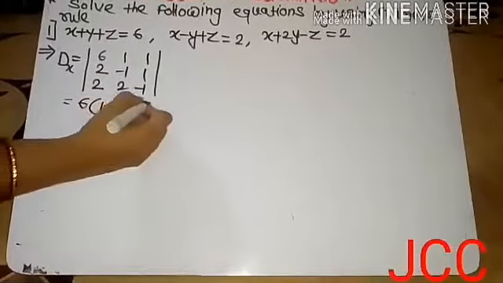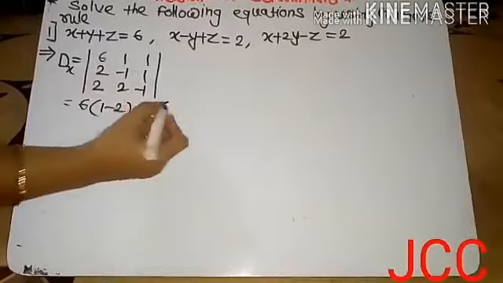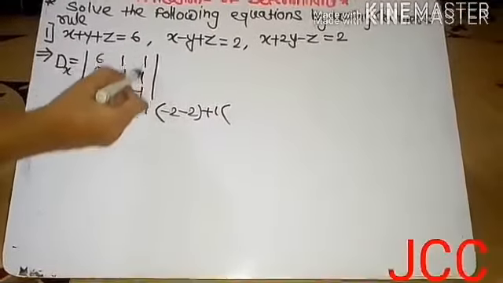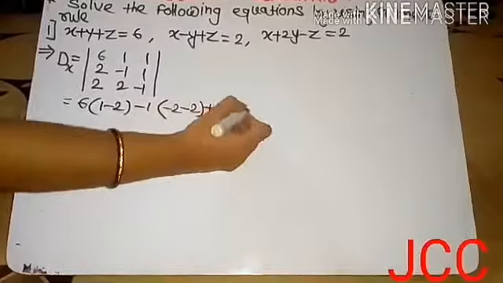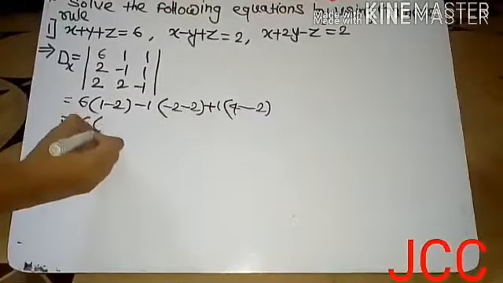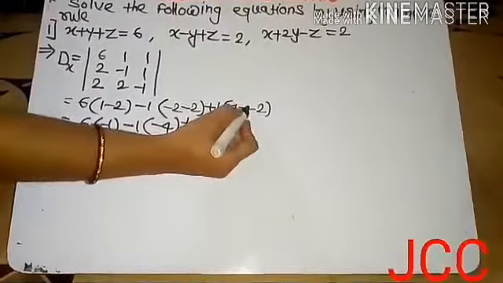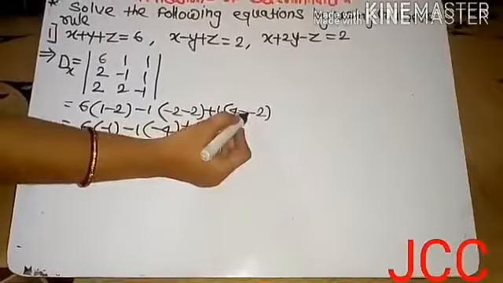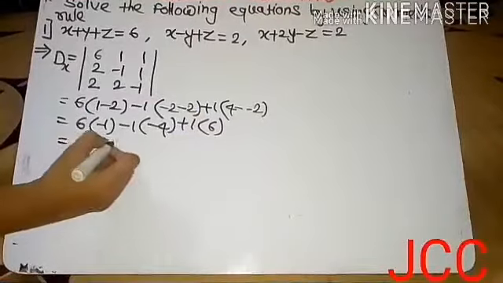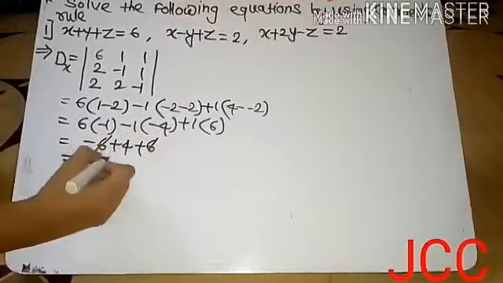1 times minus 2 minus 1. Now eliminate this column and take cross multiplication. Minus 2 minus 2 plus 1. Again eliminate this column. 4 minus minus 2. That is 6 times minus 1 minus 1, minus 4 plus 1. This one is minus minus, 2 times minus, therefore that becomes plus. 4 plus 2, 6. That is equal to minus 6 plus 4 plus 6. Minus 6 plus 6 cancel, we get the answer 4.